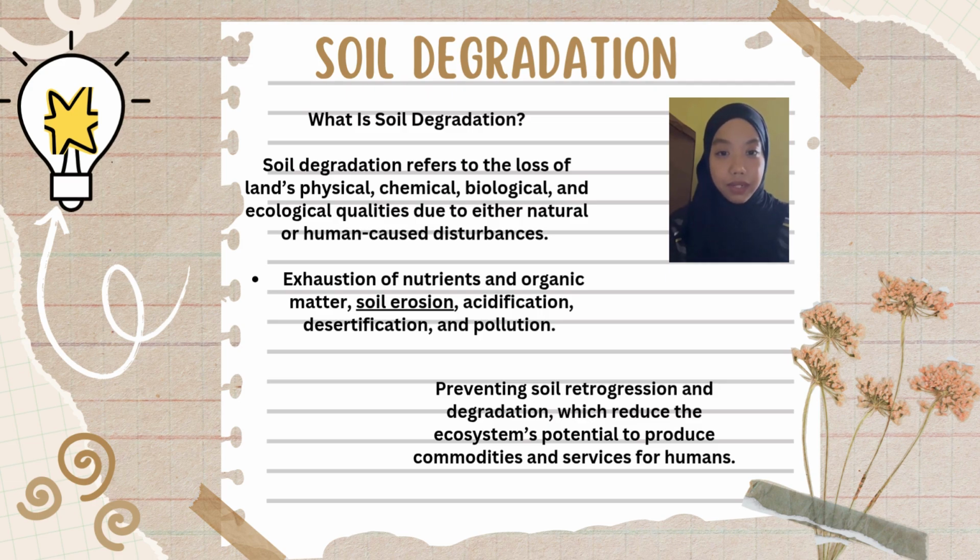What is soil degradation? Soil degradation refers to the loss of land's physical, chemical, biological, and ecological qualities due to either natural or human-caused disturbance. Examples of soil degradation are exhaustion of nutrients and organic matter, soil erosion, acidification, desertification, and pollution. Preventing soil retrogression and degradation matters because they reduce the ecosystem's potential to produce commodities and services for humans.